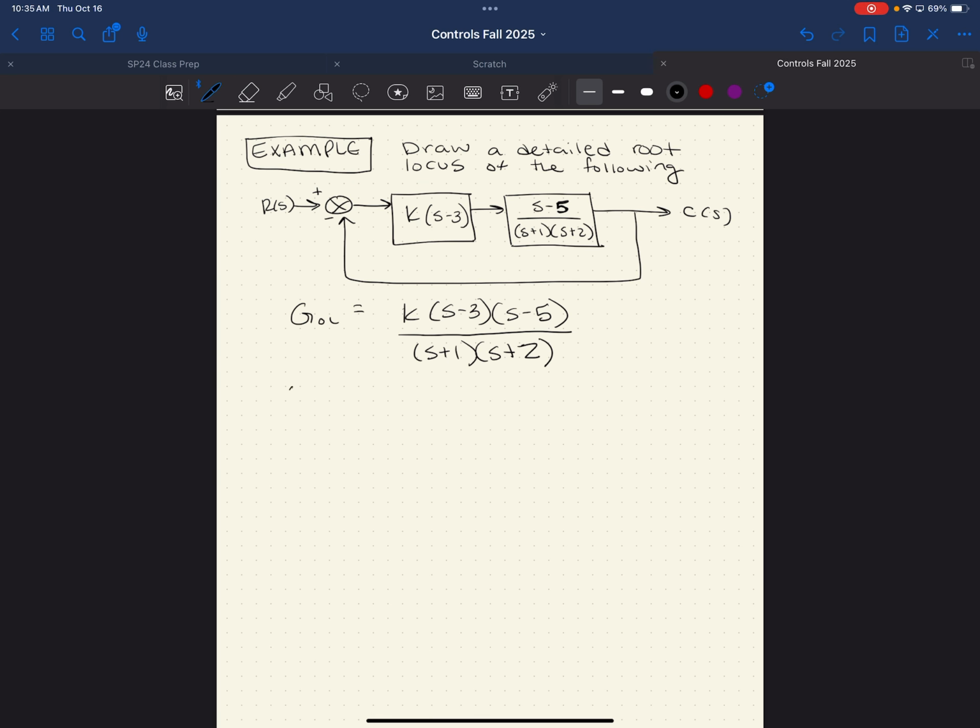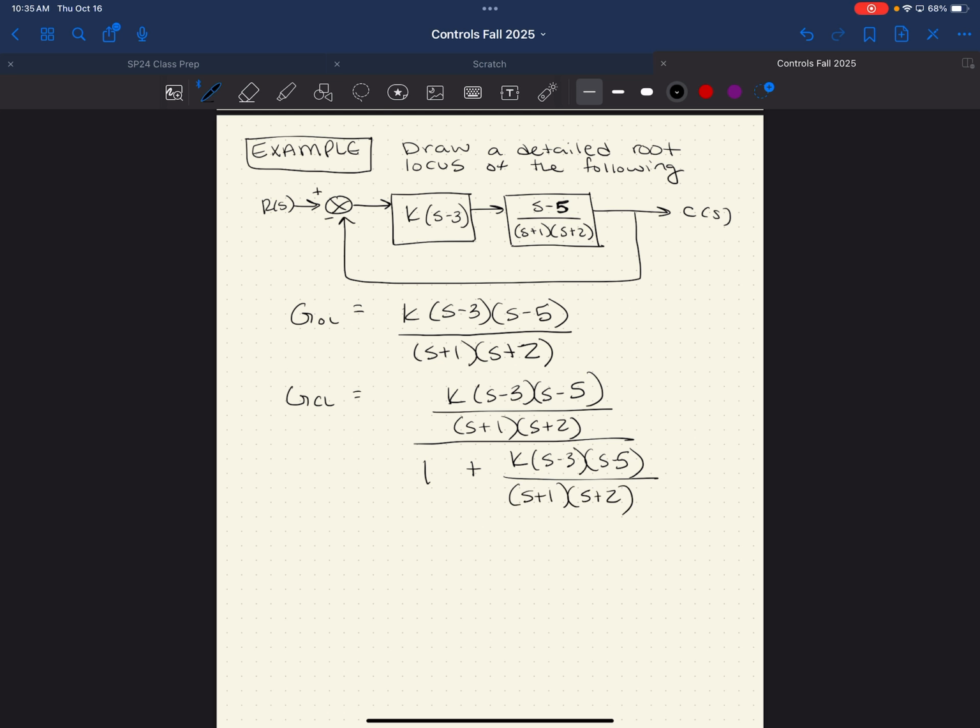Just to double check, we'll go ahead and do our closed loop too. We'll do all of this grossness: k, s minus 3, s minus 5, s plus 1, s plus 2, over 1 plus k, s minus 3, s minus 5. I think that's the limit of this working, John. So if we were to have non-unity feedback, I think that's when you'd get a different number of closed loop poles. Yep.